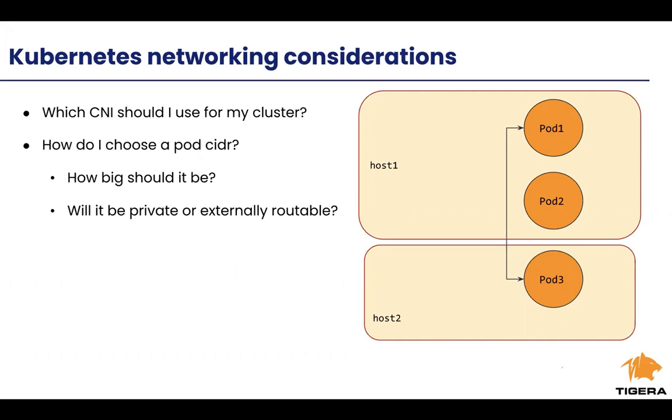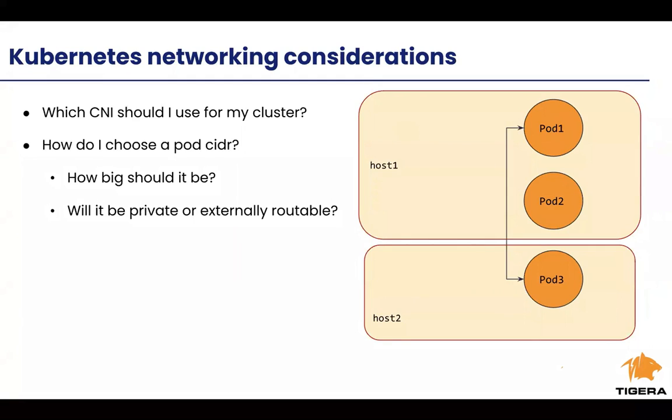Or you could be in a cloud where that's not possible, something like AWS. Unless you're launching virtual appliances inside your environment, you're not going to be able to peer with AWS's infrastructure. So the choices here are: will my pod CIDR be private, or will I make it externally routable?